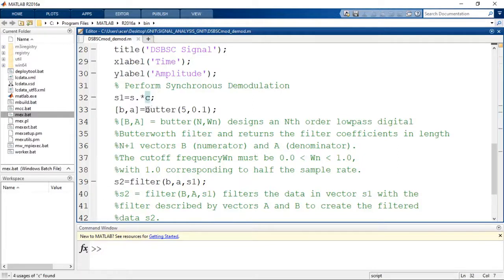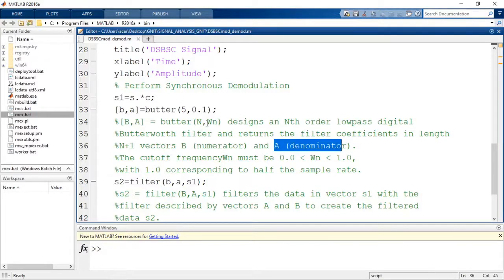So for that purpose, we are creating an nth order Butterworth low pass filter by using the function butter. So b, a equal to butter(n, omega n). It is a function that designs an nth order low pass digital filter and returns the filter coefficients of length n plus 1. So we have the numerator vector and the denominator vector.